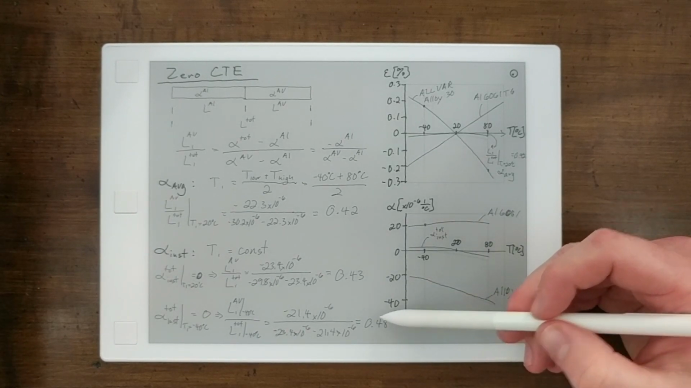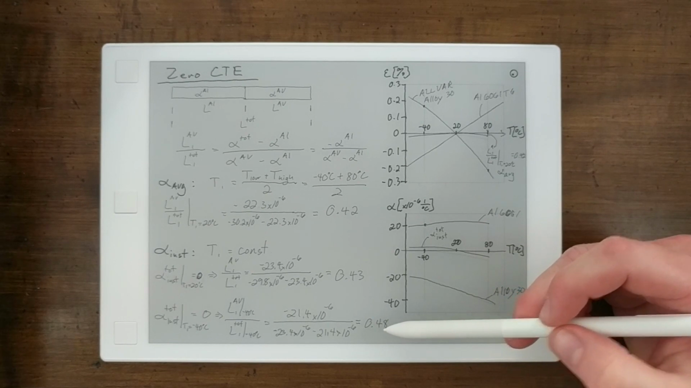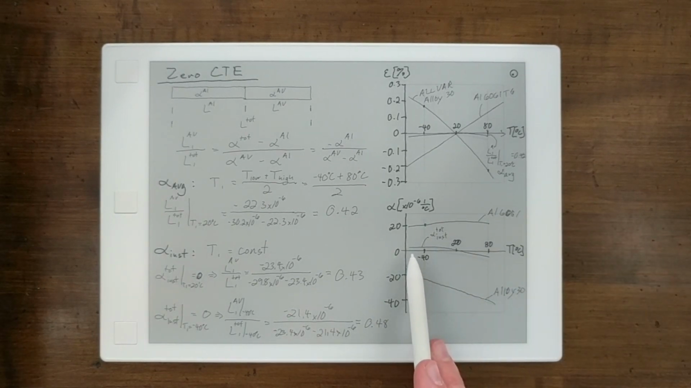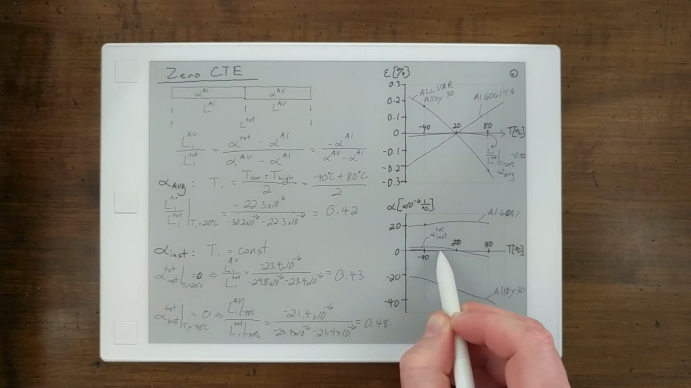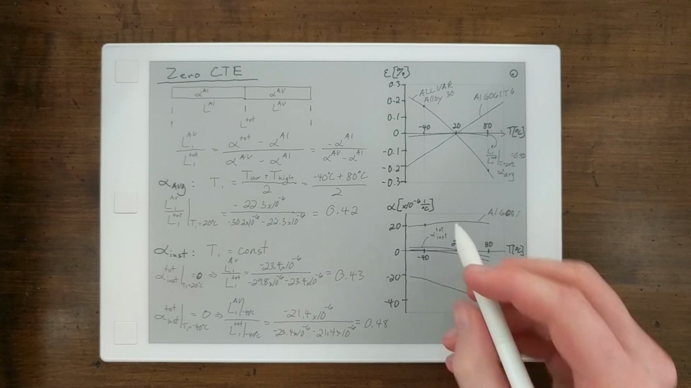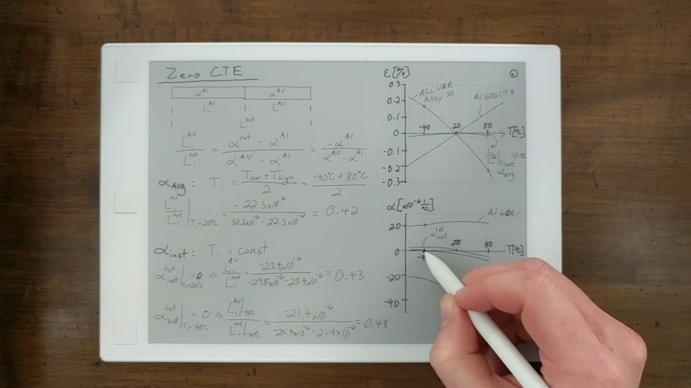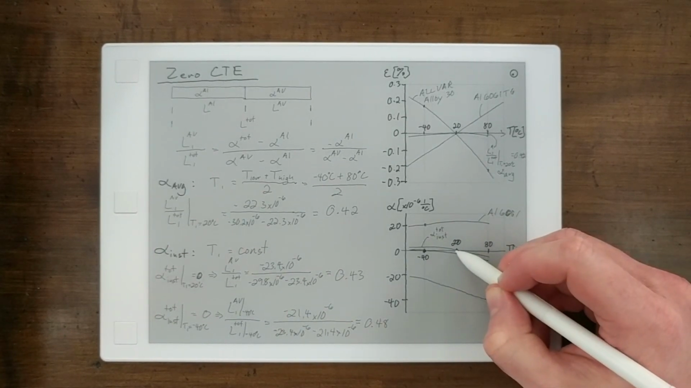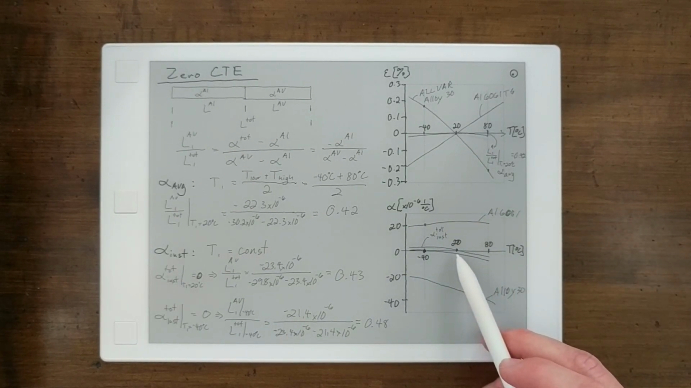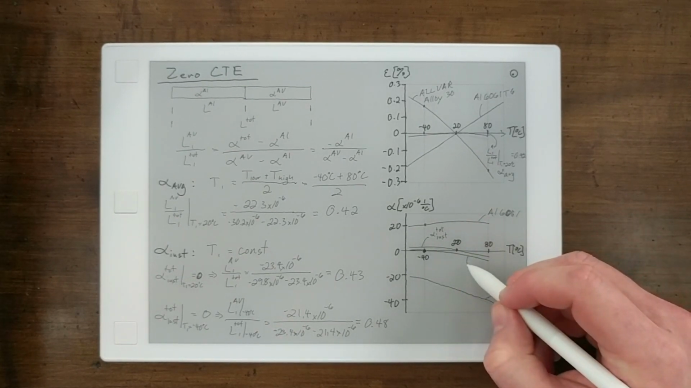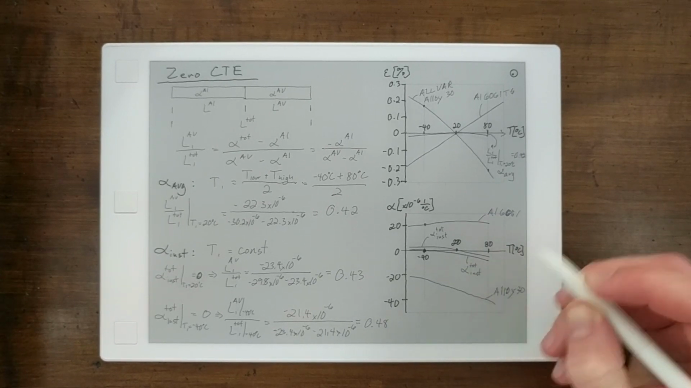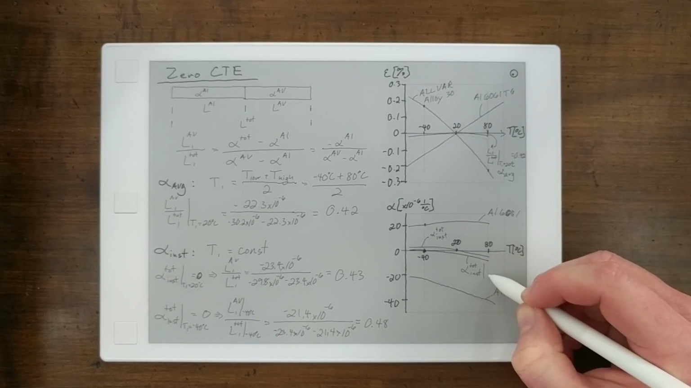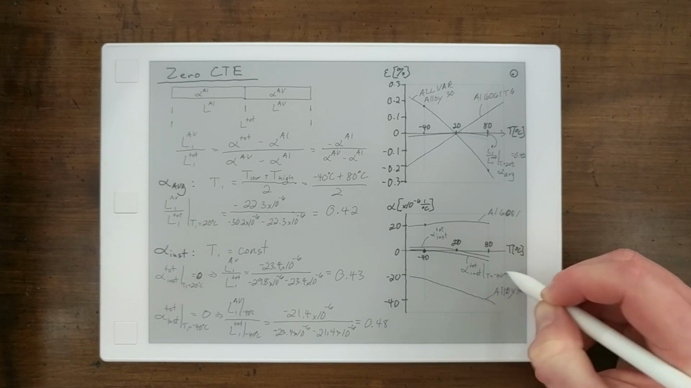So by adding a little bit more aluminum, what you get is an instantaneous CTE curve that looks something like this, where your 0 point CTE crossing is at negative 40 degrees Celsius instead of 20 degrees Celsius. So this would be alpha total set at T equals negative 40 is equal to 0.